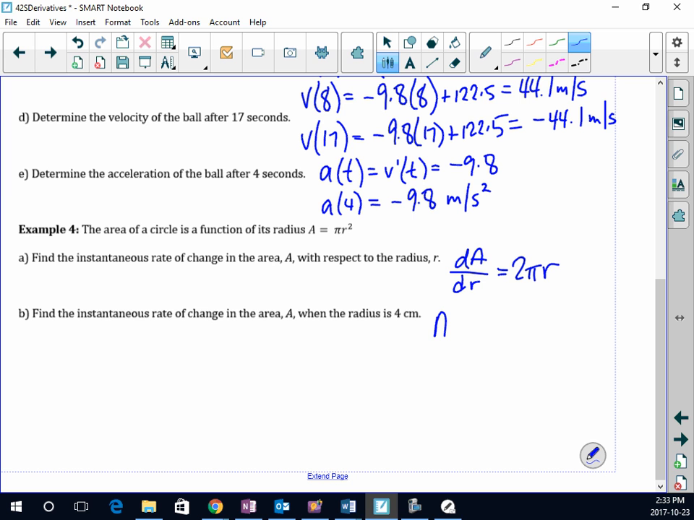So, A prime of 4 would be 2 times pi times 4, which is 8 pi. And what would the units be? Centimeters per centimeter. Yeah, this is kind of weird because the area is in centimeters squared and the radius in centimeters. So technically it's centimeters squared per centimeter, which is centimeters. Isn't that crazy? How are you supposed to know that? Like, I'm going to get a mark wrong.